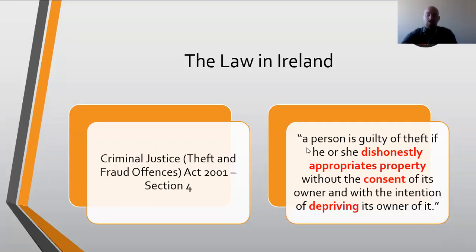Appropriates property. So they take control of that property. So they take the control of the property from the owner. They appropriate it without the owner's consent. So the owner either does not know or did not consent to this property being taken control of, and with the intention of depriving the owner of it. So they do not intend to give it back to the owner. So four things there. They've done it knowing that it's not honest. They've taken control of the property without the consent of its owner, and they aren't showing an intention to give it back. So that's four elements of theft law in Ireland.